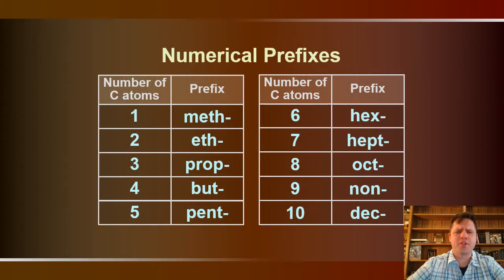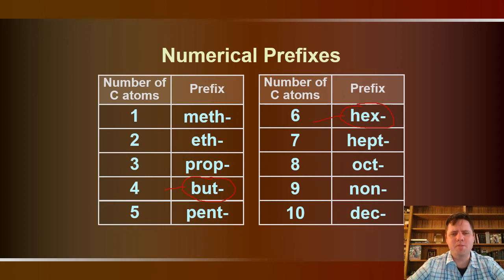Now, before I go any further, I want to make sure that you are familiar with the numerical prefixes. I already started to talk about them a moment ago when we saw cyclobutane, and then we looked at cyclohexene. So in those cases, but stands for 4, hex stands for 6. But let's look through each of these.